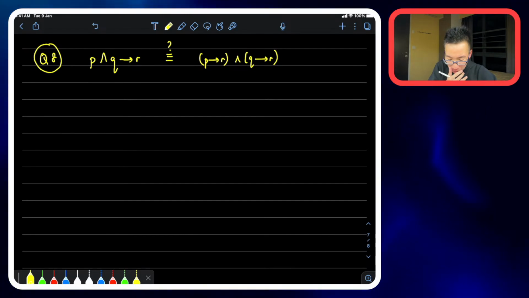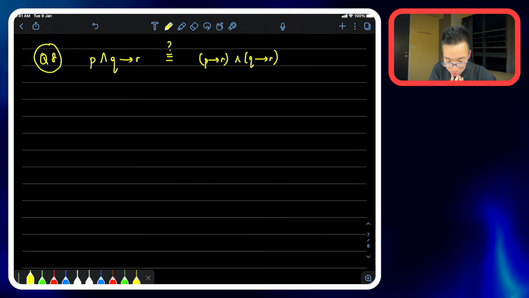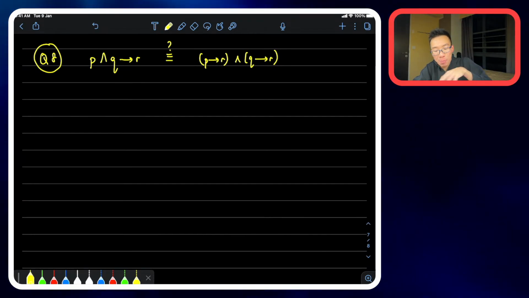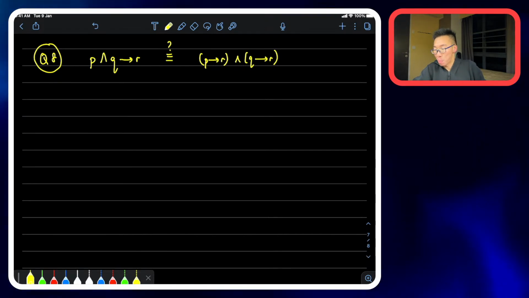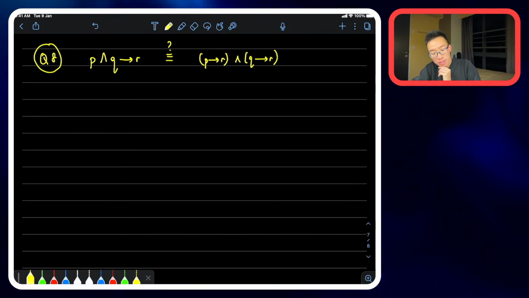So what I have in mind is that, well, in order to show that these two things are not equivalent, at least one of the guys must be false. And if at least one of the guys must be false, we definitely need R to be false. Because if R is true, no one really cares, right? So let's see. Oh.